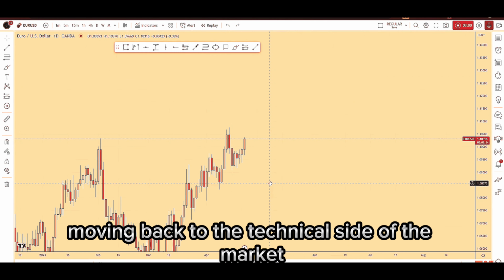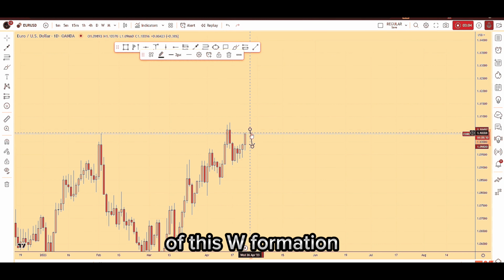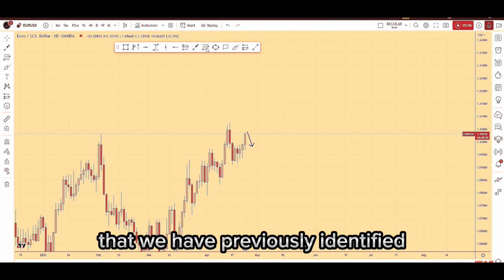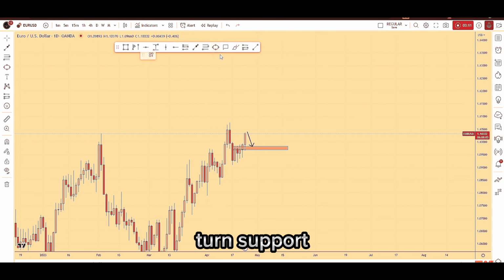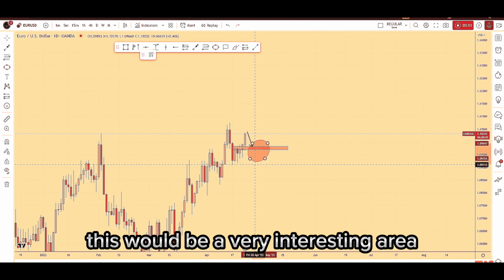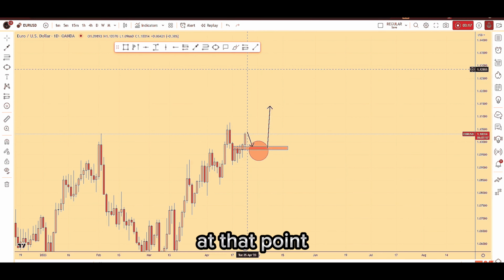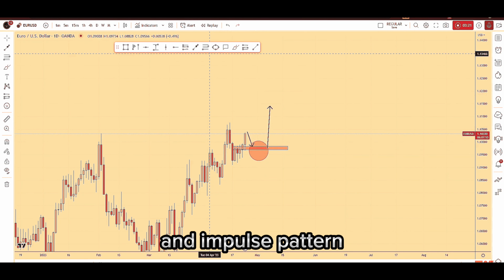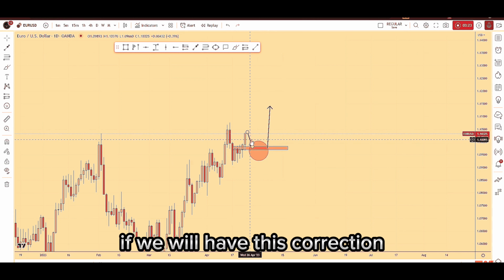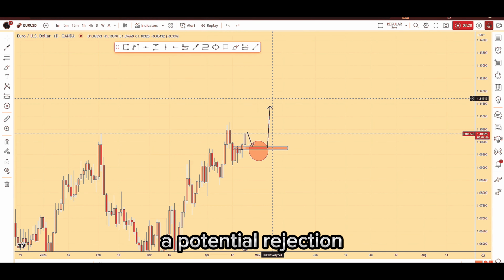So this means that moving back to the technical side of the market, if we will actually see a completion of this W formation that we have previously identified at the neckline, which is essentially this previous daily resistance turned support, this would be a very interesting area, in which we could be looking for a potential rejection to the upside at that point for the potential completion of this daily impulse, correction and impulse pattern to the upside. So if we will have this correction, how could we be approaching a potential rejection to the upside?